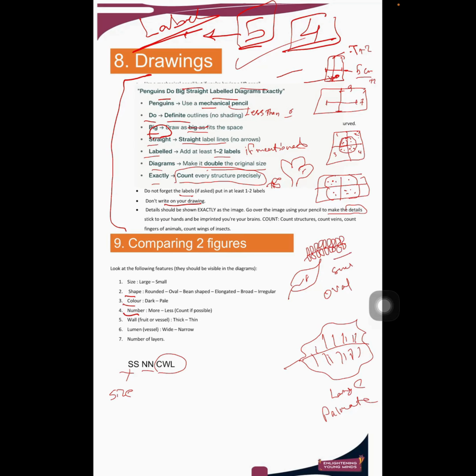Here formed from leaflets, here formed from one leaf. The wall of a fruit or a vessel, thick or thin. Okay. C stands for color. The second L stands for number of layers, number of leaves. Another L stands for the lumen. Very sometimes it comes, the lumen.